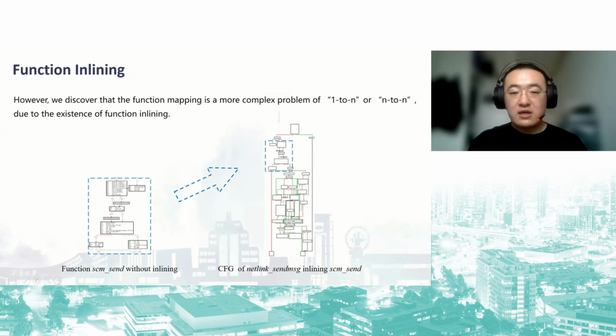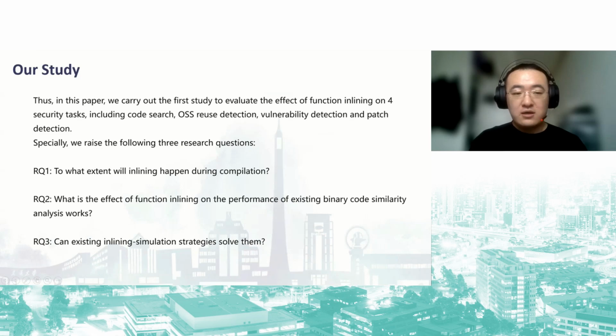However, we discovered that the function mapping is a more complex problem of 1-to-n or n-to-n due to the existence of function inlining. Thus, in this paper, we carry out the first study to evaluate the effect of function inlining on 4 security tasks, including code search, OSS reuse detection, vulnerability detection, and patch detection. And especially, we raised the following 3 research questions.